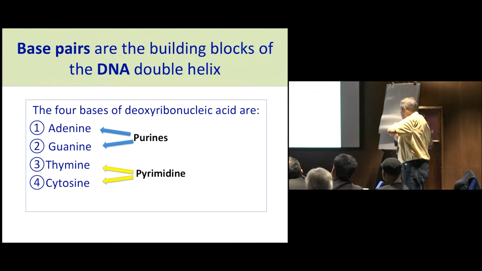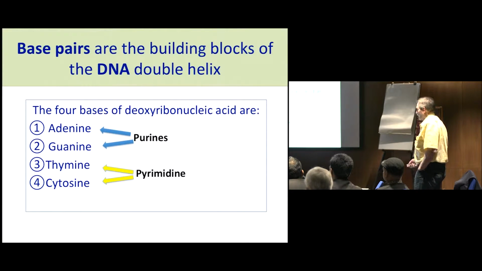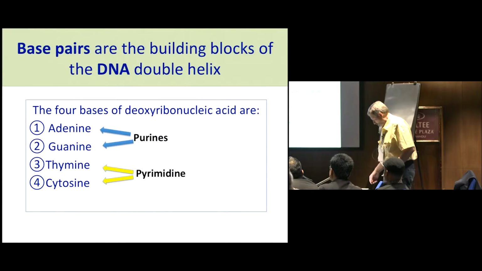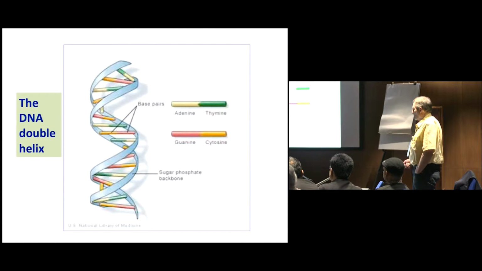So the 4 bases of deoxyribonucleic acid. The purines are adenine and guanine. The pyrimidines, thymine and cytosine, and they form the backbone of the DNA double helix.